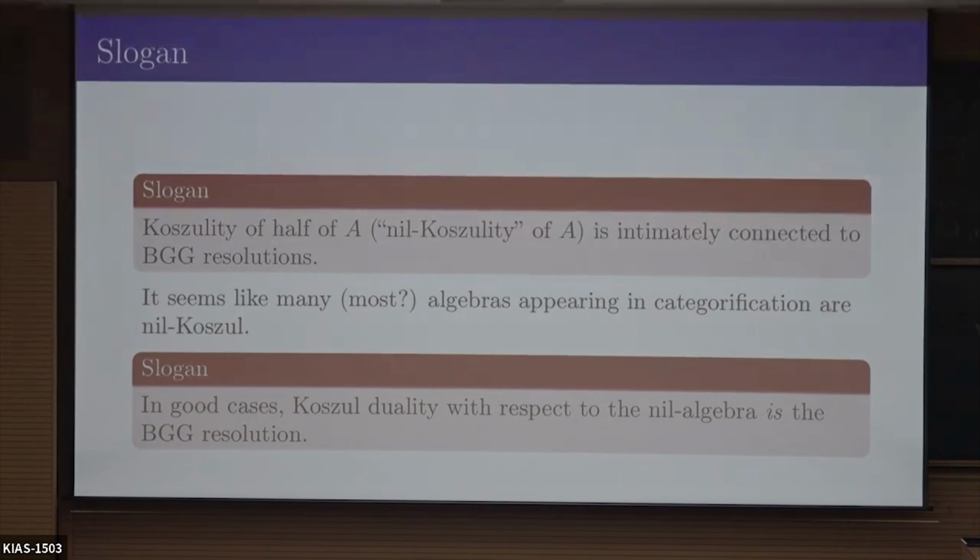Oh, yes, sorry, I don't have a slide for this. So maybe let me write on the board to briefly recall what the BGG resolution is in the classical context. In the classical context, in category O, you can imagine maybe for SL_n, you have a simple module labeled by the identity element of the Weyl group, and there's a resolution of this by Verma modules, which I'll call capital Delta.